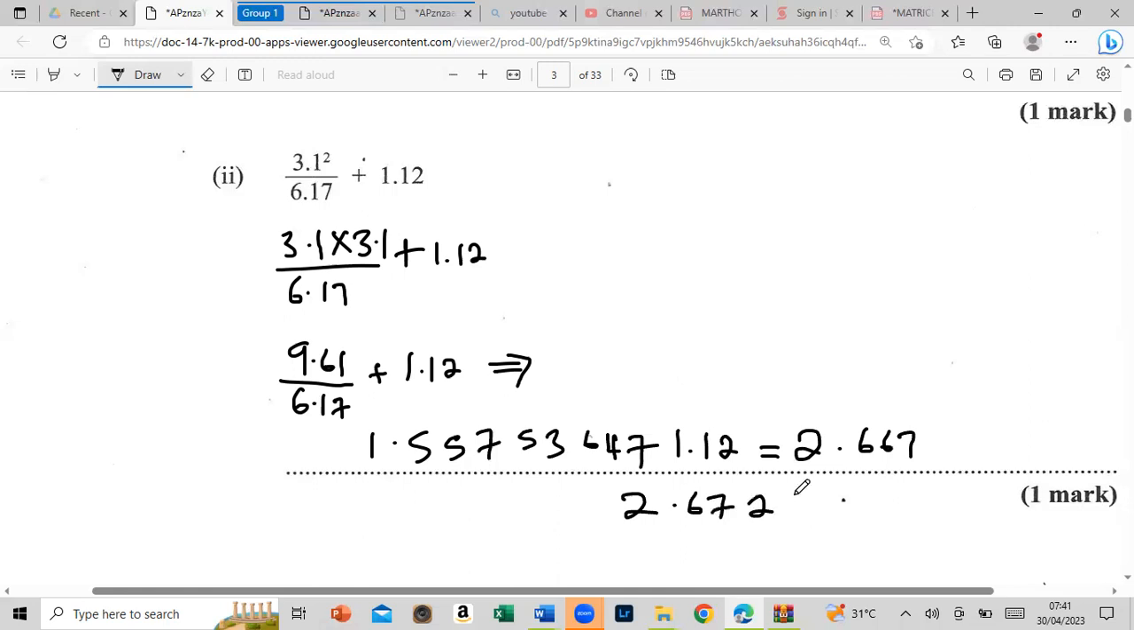So show them so you know what you're doing. 2 decimal places, and you get another mark. So far we have only gotten 2 marks.